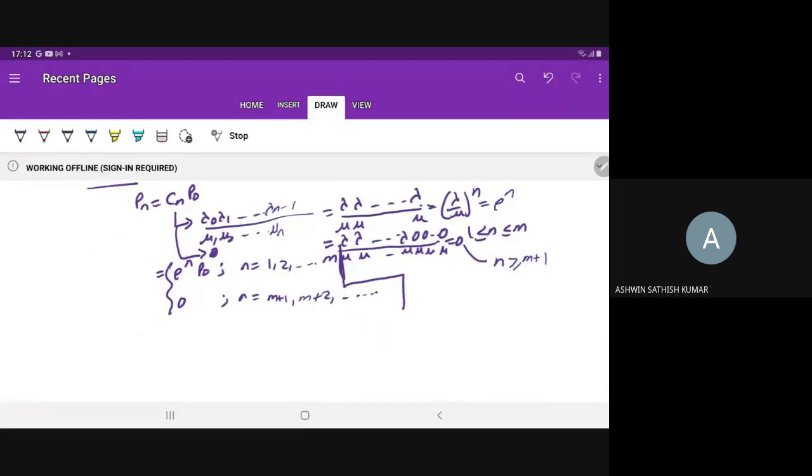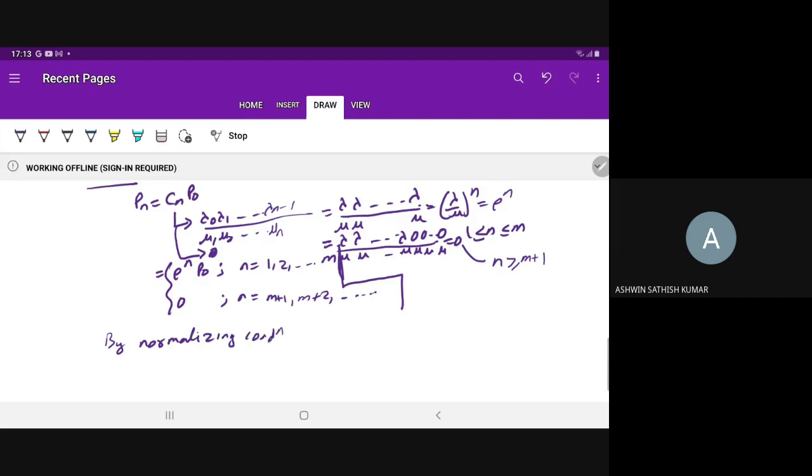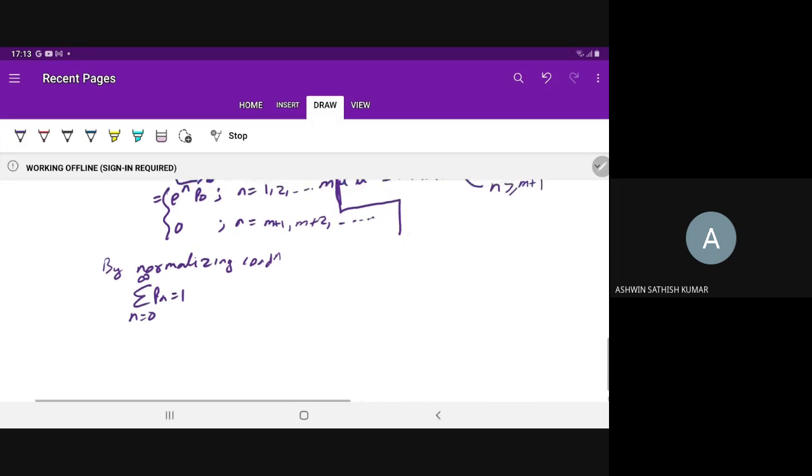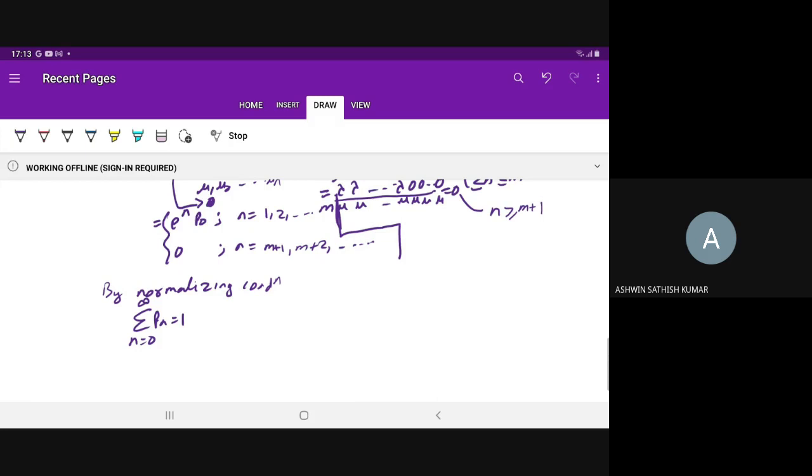Now p naught is unknown here. So by the normalizing condition, what is the normalizing condition? Here it is the summation n is equal to 0 to infinity pn is equal to 1. And for this case, because pn is equal to 0 for m plus 1, m plus 2, and so on, this becomes the summation n is equal to 0 to m pn is equal to 1. That is p naught plus p1 plus p2 plus up to pm, and other than this, all are 0.